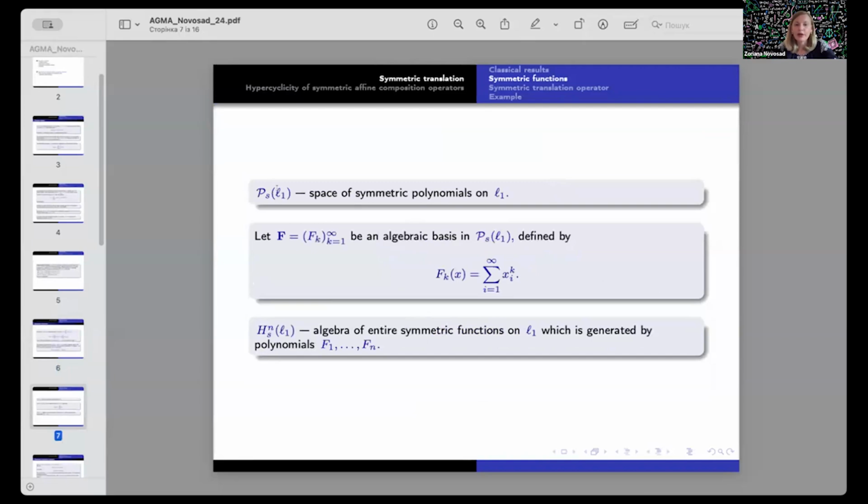So we denote by P_s(l1) the space of symmetric polynomials on l1, and we denote by F an algebraic basis in the space of symmetric polynomials defined by the following formula. And we denote by H_SN the algebra of entire symmetric functions on l1, which is generated by the polynomials F1 to Fn.